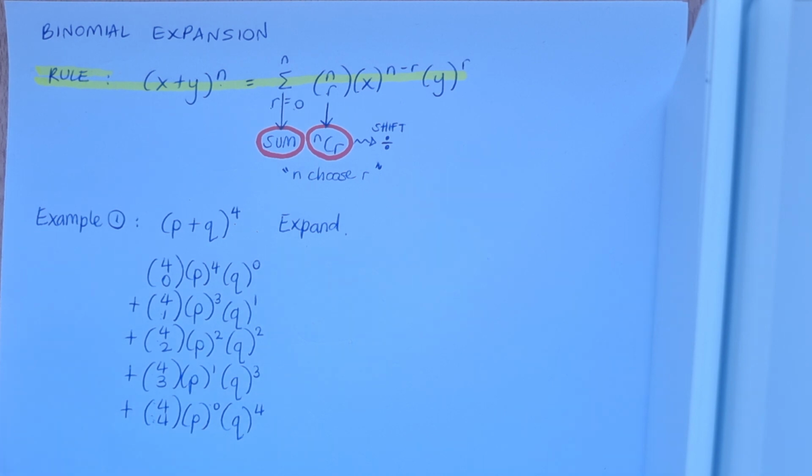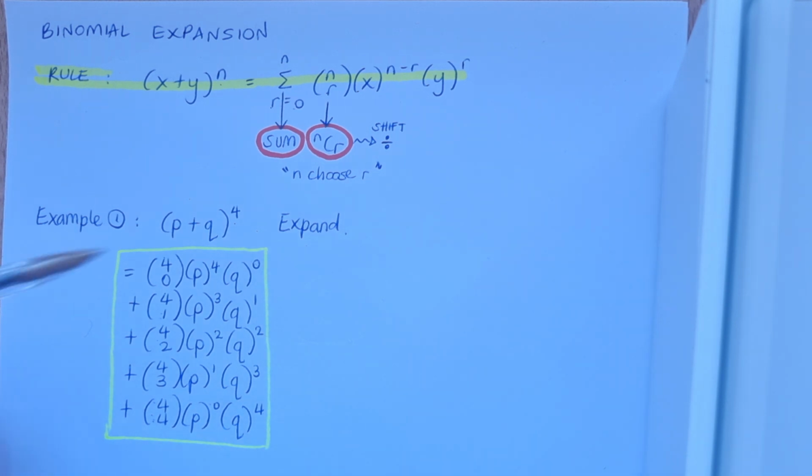Also notice another thing, which is that my powers are outside my bracket in every case. Okay? It's important to do that at this stage. So now my next job is going to be to take all that information and evaluate what I can. So I'm going to use my calculator on the 4 choose 0, 4 choose 1, etc. And I'm going to apply the power to each bracket.